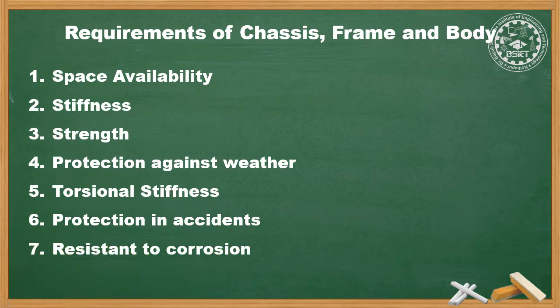And resistance to corrosion. The vehicle body is exposed to corrosion throughout its life. The body should be designed such that no moisture is accumulated, which causes rust. The materials used should also be such that no corrosion takes place.